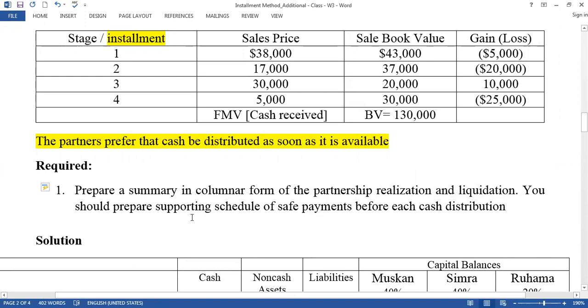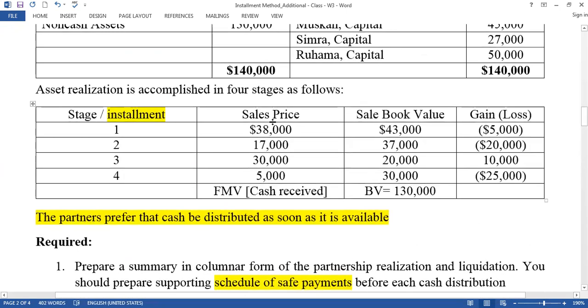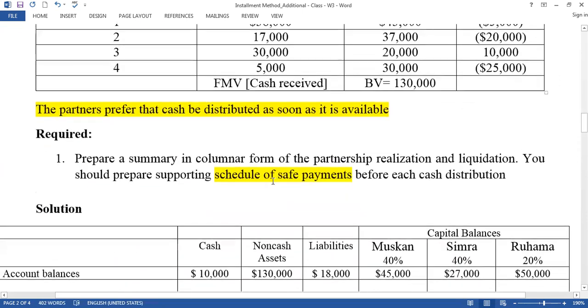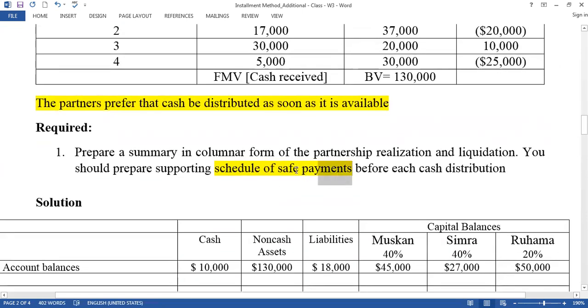And you should prepare a supporting schedule of safe payment. So we don't know how many safe payments we need. Whenever we solve our question step by step, at that time we can realize how many safe payment schedules we need. From the very beginning, we cannot say that we have 3 schedules or 4 schedules or 2 schedules. We don't know. So we have to prepare a schedule based on the question pattern. And whenever we have a safe payment, we have to provide cash to the partners.